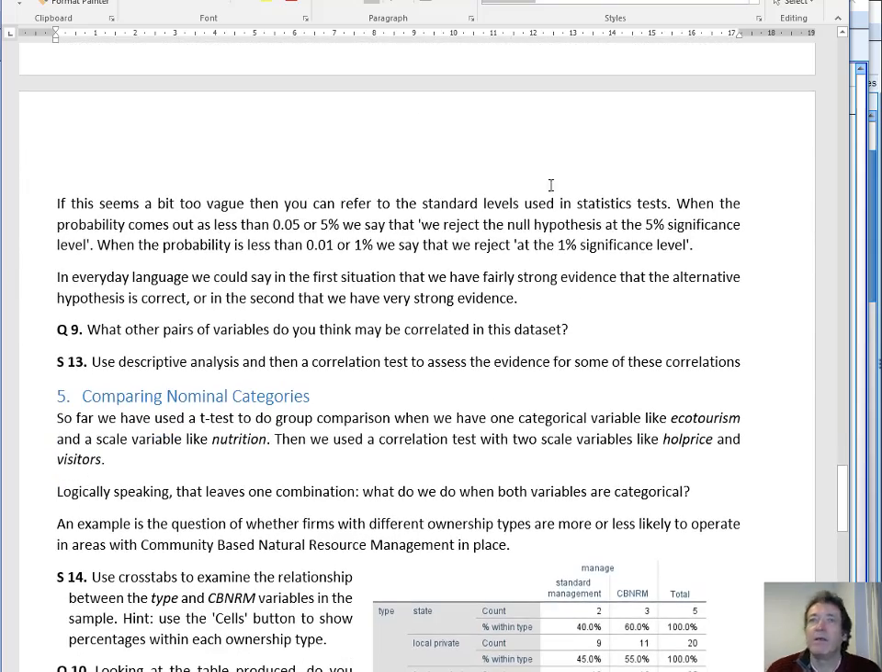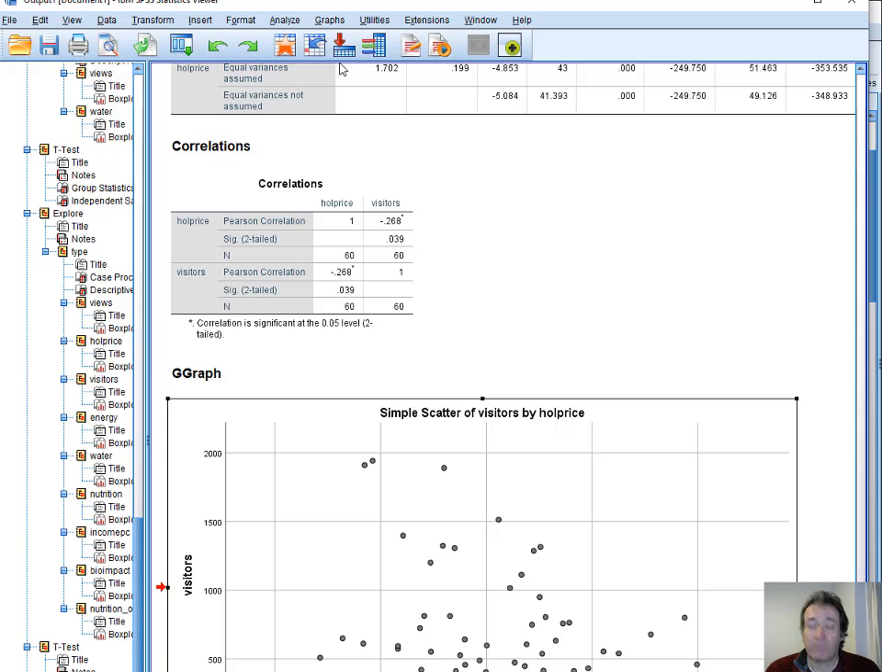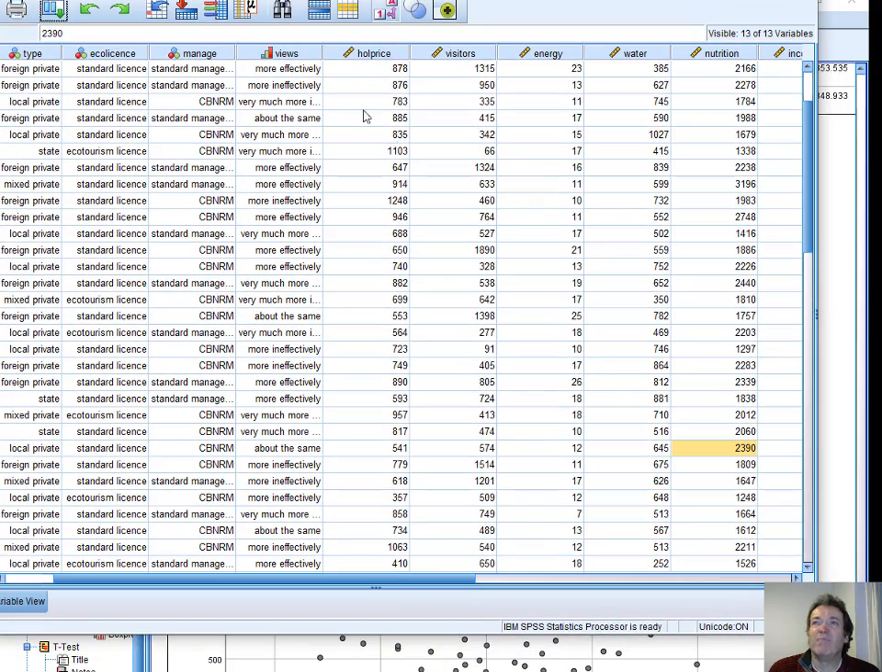Okay, I think because correlation is so simple, we can look at some other possibilities now. What other pairs of variables do you think might be correlated? So you can just look at the variables. If we can get back to the thing which has got variables in it, you can look at these variables. Which of these might be correlated? Well, really, you can make a case for any of them being correlated, like visitor numbers being associated with energy per person used, or water per person, nutrition levels and income.